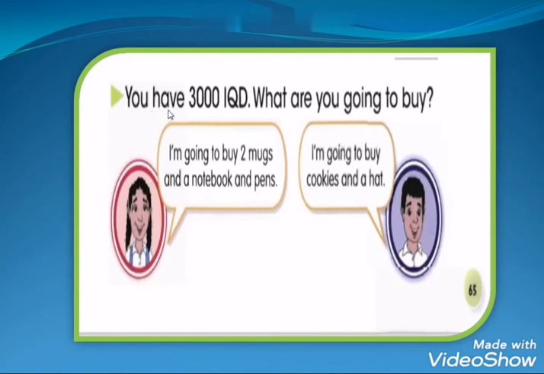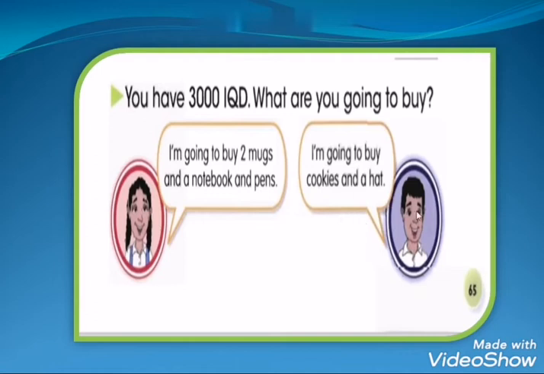Now, you have 3000 dinar. What are you going to buy? أنت تمتلك 3000 دينار. ماذا سوف تشتري? Look here. I am going to buy 2 mugs and a notebook and pens. So, she is going to buy 2 mugs, 2 من الأقداح أو الأكواب, and a notebook, دفتر ملاحظات, and pens, أقلام.